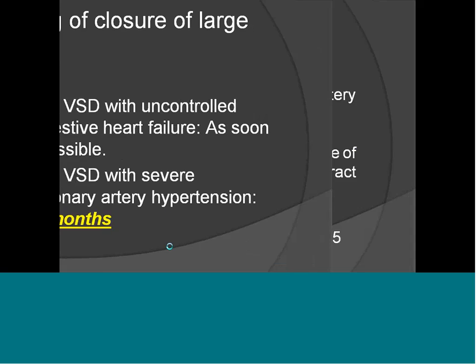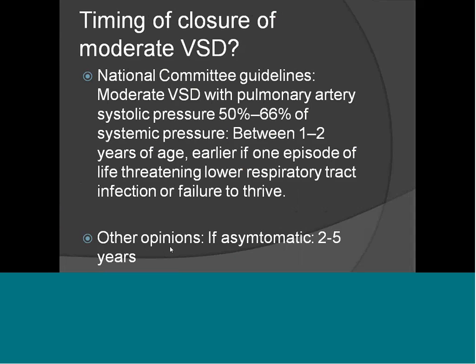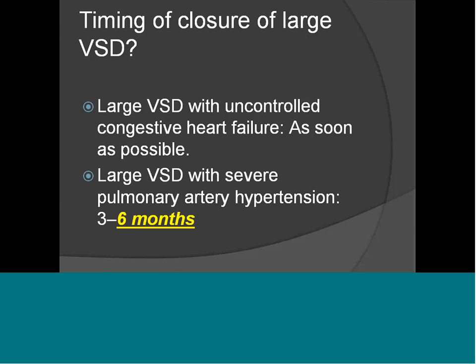Okay, now next question, and I seem to have put the answer in. Timing of closure of moderate VSD. Well, let me ask you that. When would you close a moderate VSD? At what age? Moderate VSD, what age? 2 to 3 years. Would you ever close it earlier? Would you ever close it at 1 year or 9 months? Would you close a moderate VSD earlier? 1 year, 9 months, if symptoms are significant.